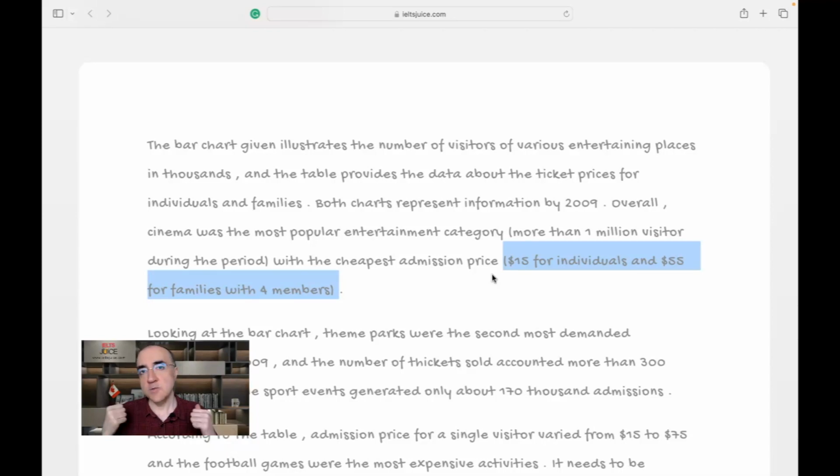happened in 2009, so I'm going to use past simple tense for the majority of my sentences. And then I realized that the categories given are in thousands, and then there are family and individual categories in the table. That is already enough information for the introduction.